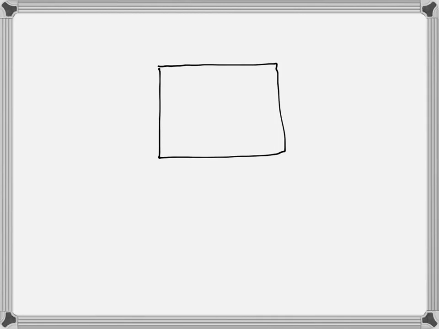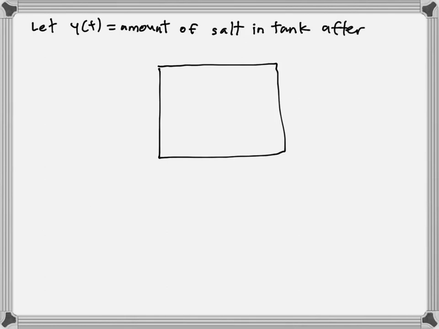Well, okay, hold on. Let me back up a minute. It says how much salt remains in the tank after half an hour. So it makes sense that we are going to create a variable. Let y of t equal the amount of salt after t, I'm going to use minutes, because the problem is written in terms of minutes at one point. So let y of t be the amount of salt in the tank after t minutes.